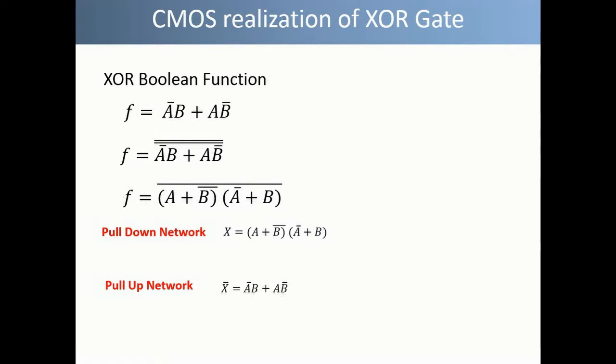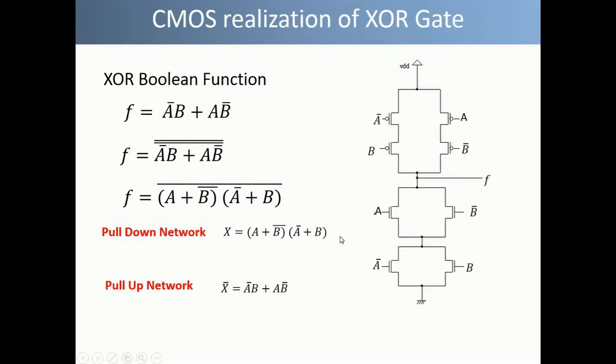As we know that the CMOS realization of an inverting function is such that the terms under the complement correspond to a pull down network, whereas applying the complement we get the terms that implement the pull up network. So the pull down network is X equal to (A plus B complement) and (A complement plus B), whereas the pull up network is A complement B plus AB complement. So this is a complete schematic of an XOR function.